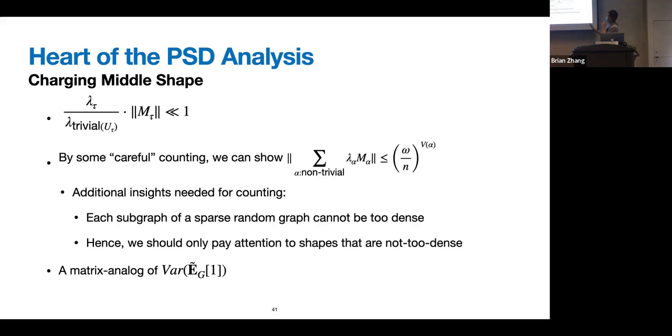But for the experts, you can think of this as a matrix analog of the low degree polynomial, the low degree likelihood ratio.